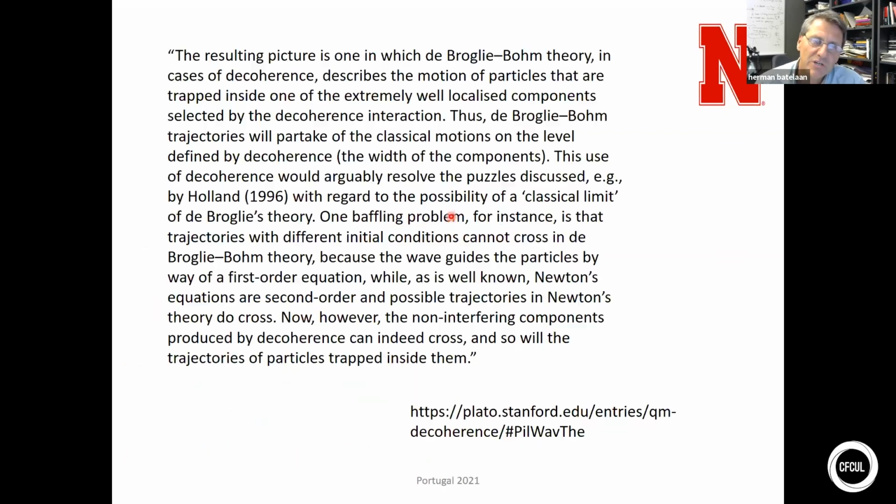One of the other motivations that I wanted decoherence is because of this thing that I found in Stanford, that is in the de Broglie-Bohm theory. Let me read it. In case of decoherence, you got stuff. And what would happen is that decoherence would arguably resolve the puzzle discussed in Holland, where he discussed the classical limit of de Broglie's theory. One baffling problem, for instance, is that trajectories with different momenta cannot cross in the de Broglie-Bohm theory. We all know that, right? But as soon as you get decoherence, then in Newton's theory, they do cross. Now, decoherence can allow these trajectories to cross.